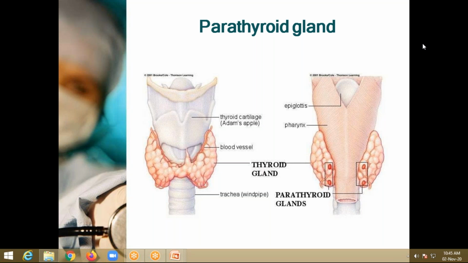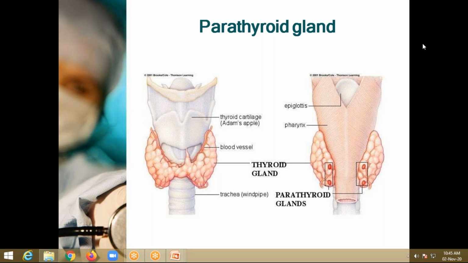While ligating the inferior thyroid arteries, you have to ligate close to the gland. Previously, they used to ligate away from the gland. What happens when we ligate away from the gland? The blood supply to the parathyroids is also cut, and this leads to hypoparathyroidism.